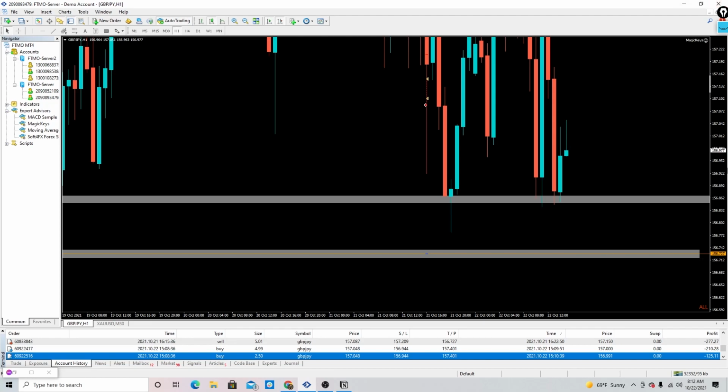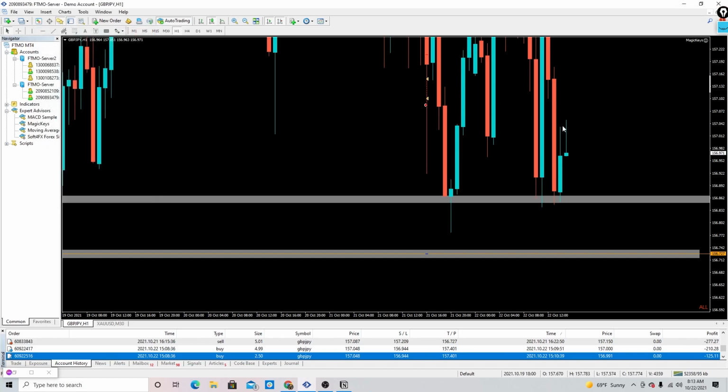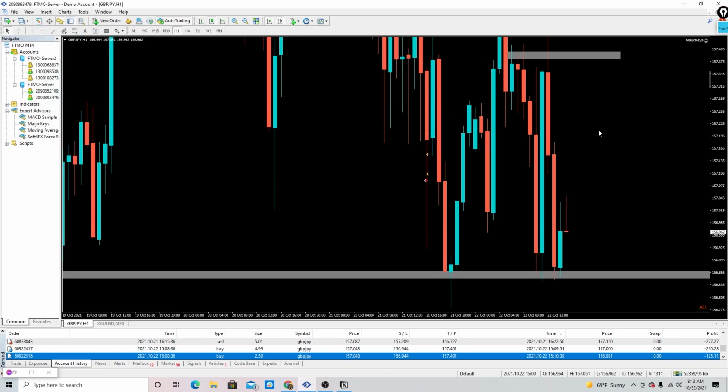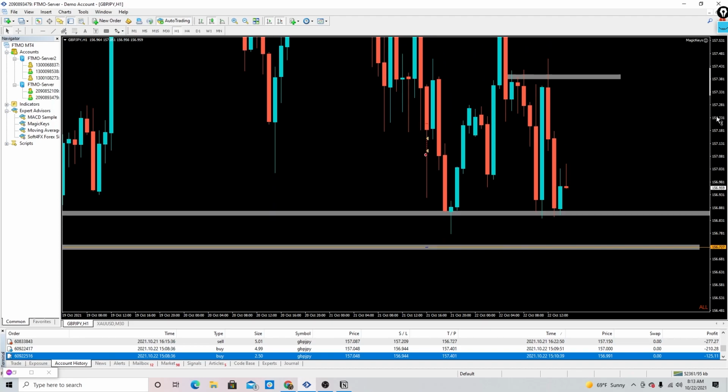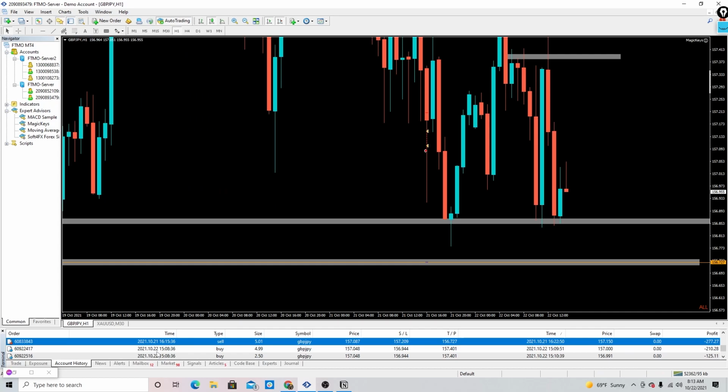Total, let's see how much we lost in this trade. 277 plus 210 plus 125. We lost 612 and we were risking 900. So essentially we saved $900 with our risk management. Yeah, tough one to swallow, but it is what it is, man.